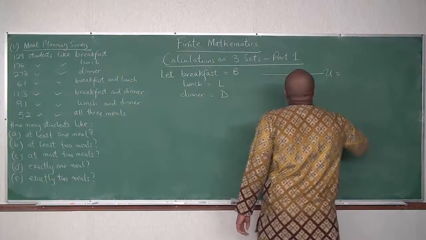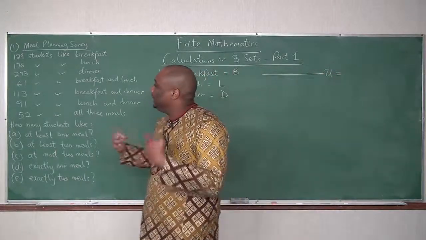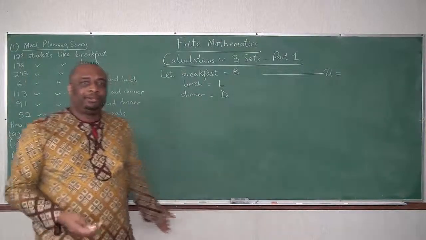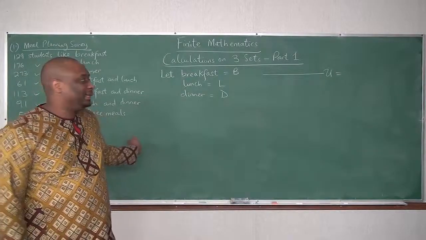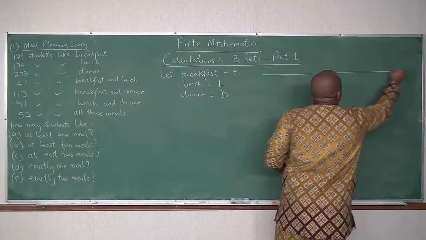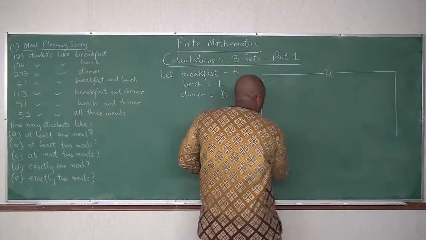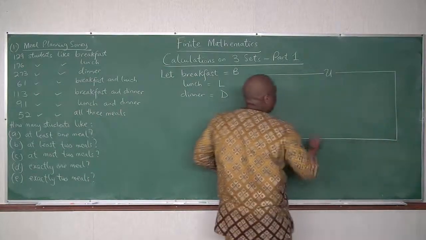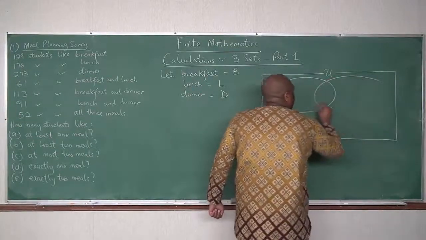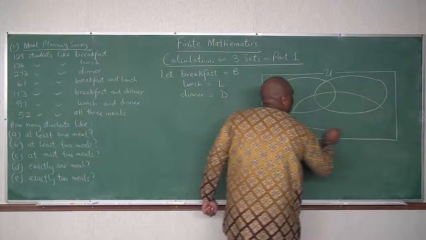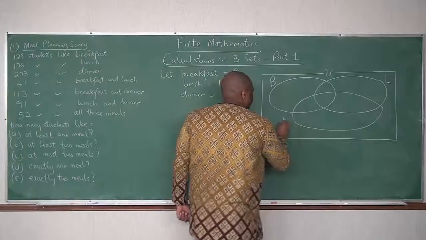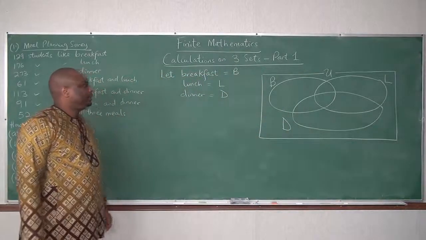This is the universal set. Now, they did not tell us the population of students. They did not tell us the number of students that were surveyed. So we don't know, and we just leave it like this. This is the universal set. Then we have the 3 sets: breakfast, lunch, and dinner. So B, L, D.